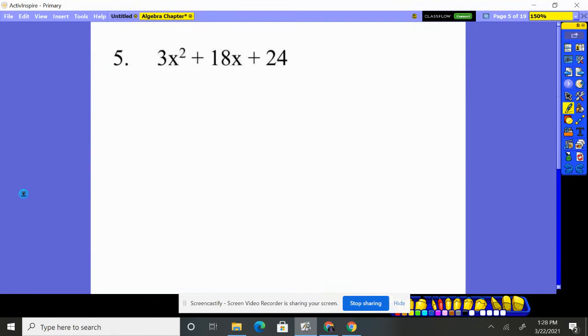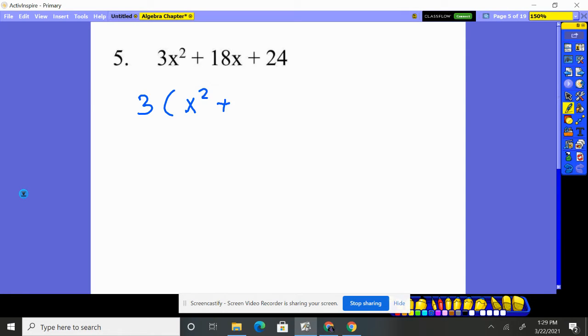Number 5, as soon as we see this, there's a number out in front of x squared. That means, hey, we're probably factoring something out for what you and I are doing. So yeah, there's a 3 that can factor out. 3, 18, 24, all can be divided by 3. So I'll factor a 3 out.